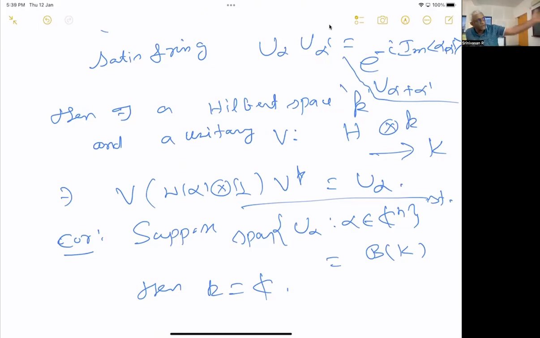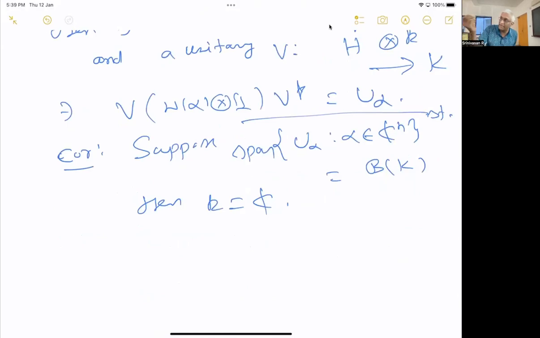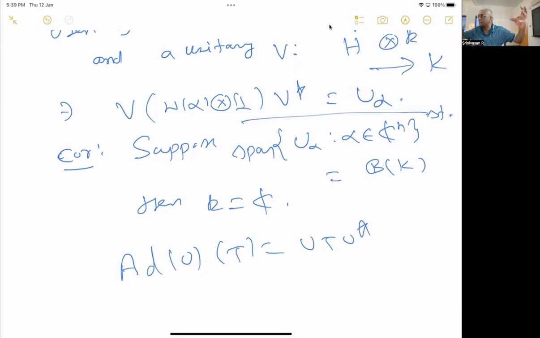So if it is irreducible, what will W of alpha or U alpha generate? See this map, add U, which we have talked about earlier. Add U of T is equal to U T U star. This is a very nice map. It is continuous in all possible topologies, and it is a representation. If you identify two Hilbert spaces with unitaries, you can identify B of H and B of K, the corresponding operator algebras, using this add U map. This way W of alpha you can identify with U alpha if it is irreducible.